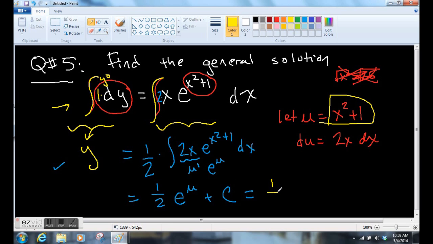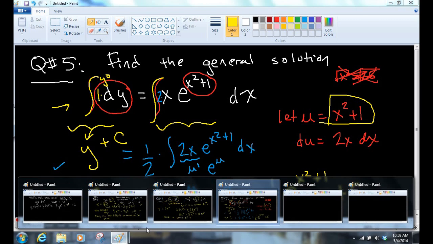You have to solve it in terms of x, people. e to the x squared plus 1. And you might say, did y get a cookie? Yes, plus a constant here, plus a constant here. So you have y plus some constant equals 1/2 e to the x squared plus 1 plus some constant. So we're almost done, but I'm going to show you one tricky thing about these constants.